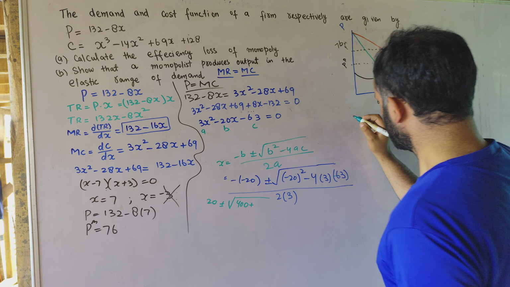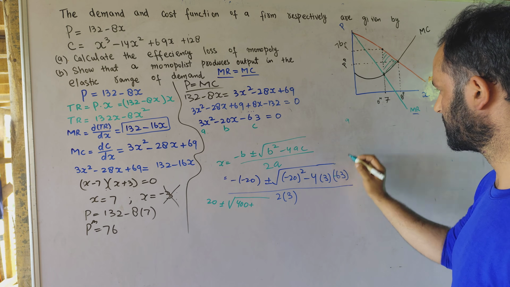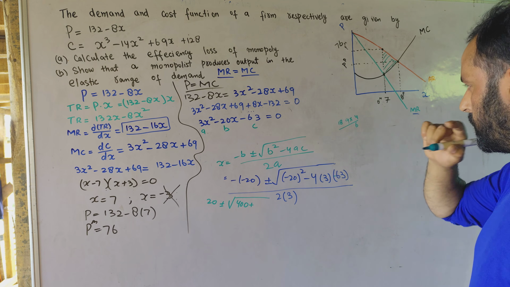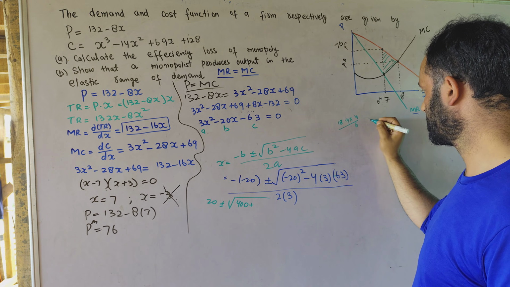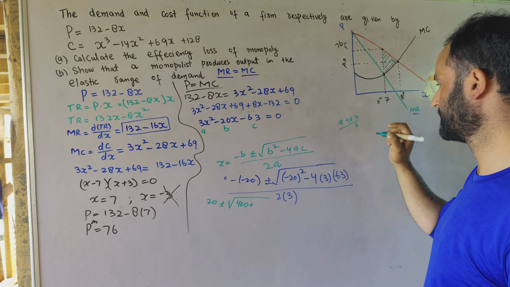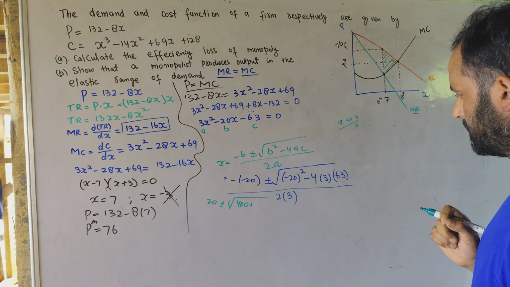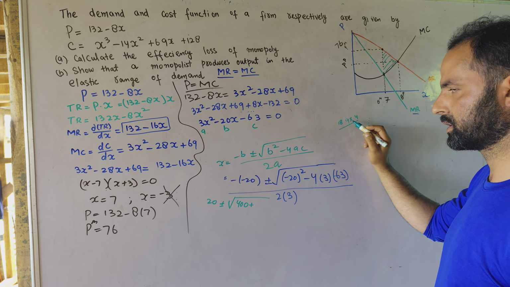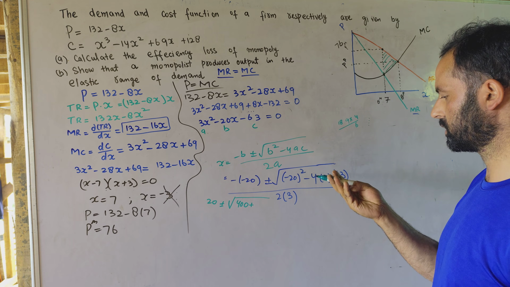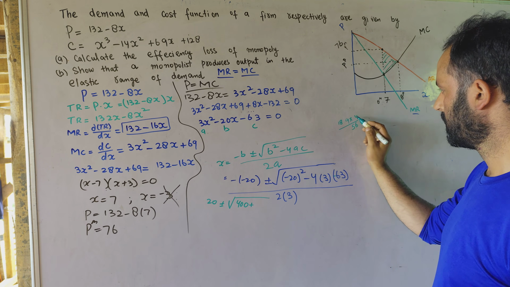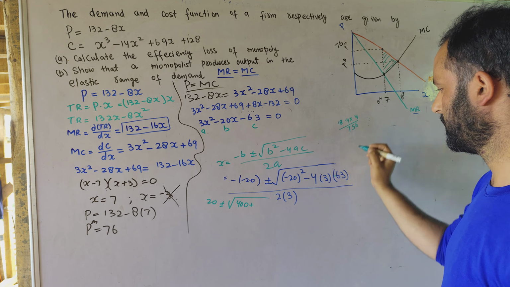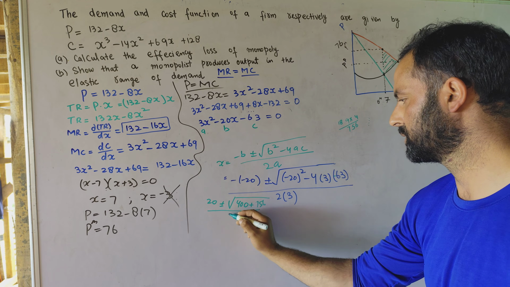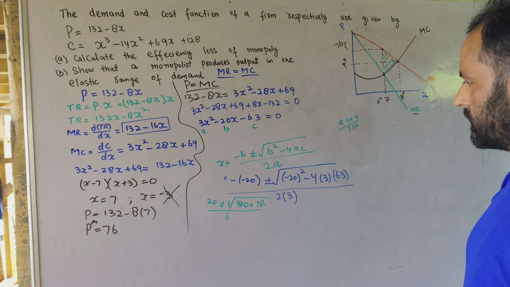So we have 3 threes are 9, 9 times 7 is 63, multiply by 4: 4 nines are 36, 4 sixes are 24, so it is 756. So here we have plus 756, divided by 2 threes are 6.